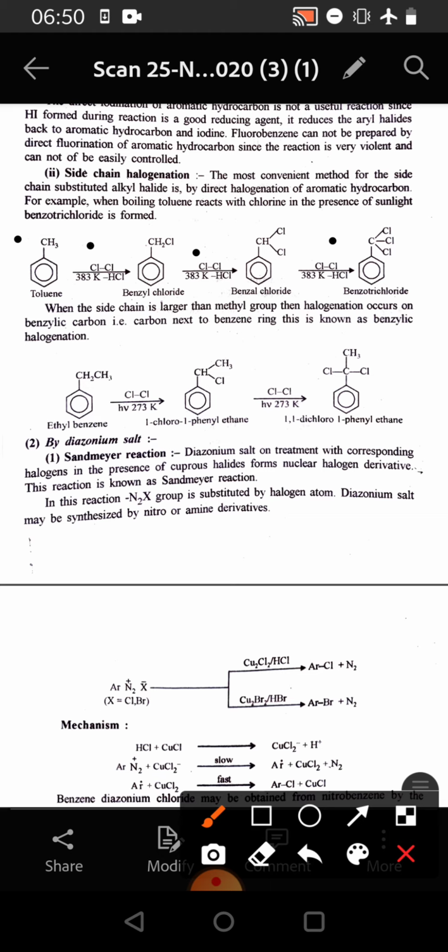When the side chain is larger than the methyl group, then halogenation occurs on the benzylic carbon, that is the carbon atom next to the benzene ring, and this is known as benzylic halogenation. So when ethyl benzene reacts with chlorine, then 1-chloro-1-phenyl ethane is formed. It further reacts with another molecule of chlorine to give rise to 1,1-dichloro-1-phenyl ethane.